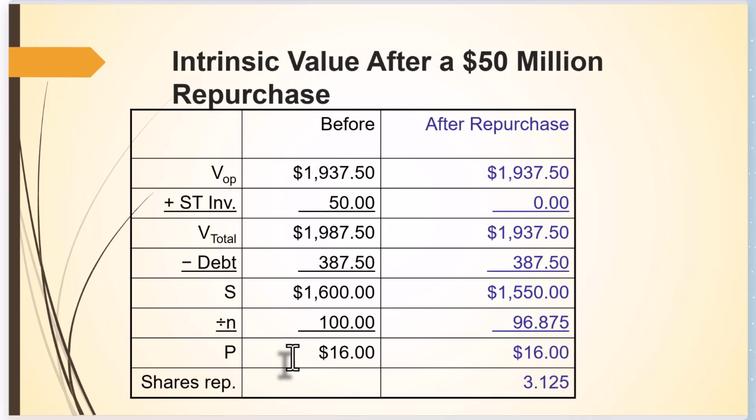In our example now, we see how this plays out. Here's our difference. The $50 went to the repurchase. The shares changed, but that didn't change the price. The price remained the same, and the 3.125 million shares repurchased go to those older shareholders. Again, the short-term investments are used. In this case, the price of the stock does not change.